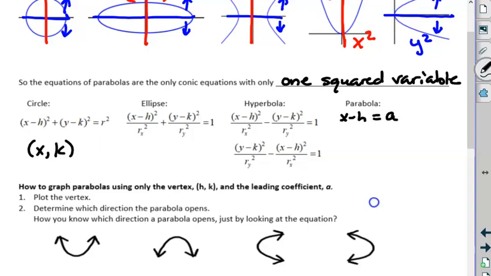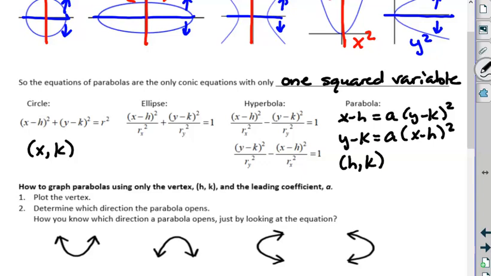Now, to add to our list then, a parabola has the general equation x minus h equals some coefficient, I'll call that a, times y minus k squared, so this has the y squared term, or y minus k equals a times x minus h squared. And in this case, h, k is not some point in the center of the figure, but it's actually the vertex of the parabola.